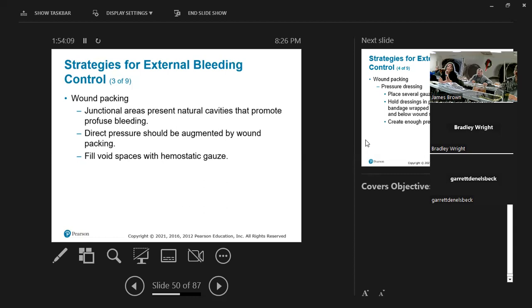When you're pushing that dressing in, you're bringing your finger in and going around, making a full circle as you're putting that stuff in there. You would think of it as the face of a clock. So you put one at 12 o'clock, one at 3, one at 6, one at 9, like that, when you're packing a wound. You basically just want to fill the void as much as possible with as much gauze as you can.